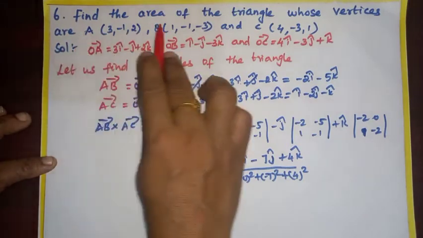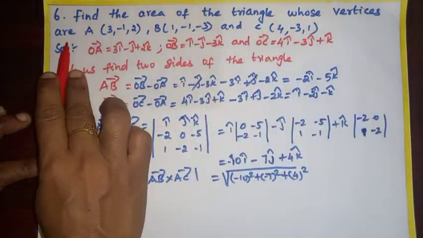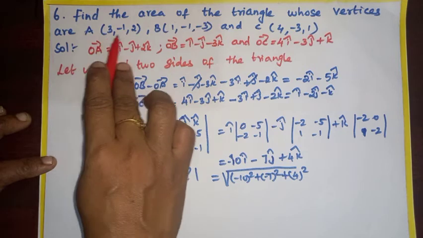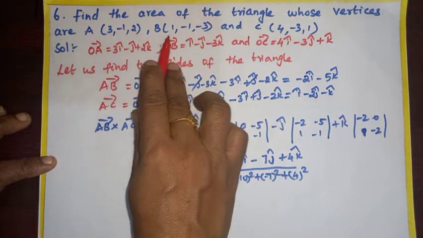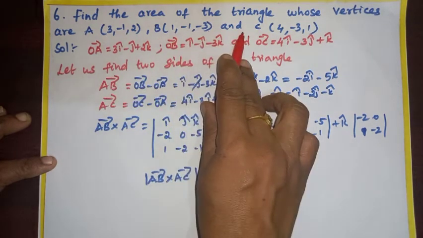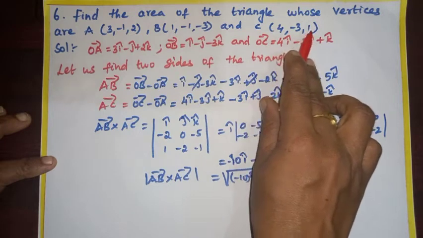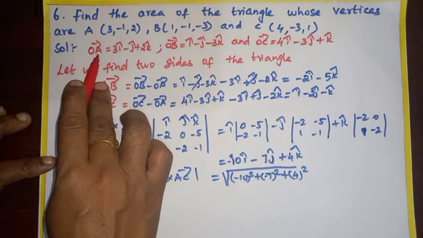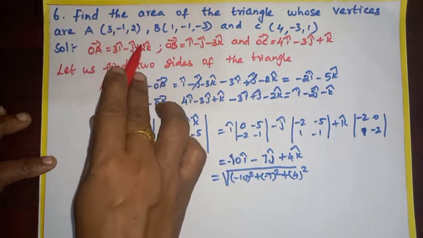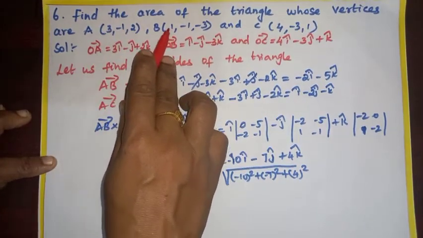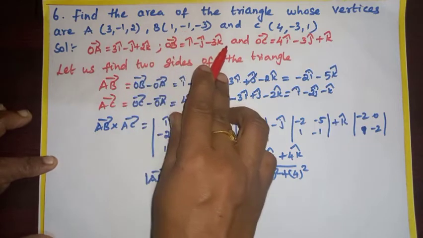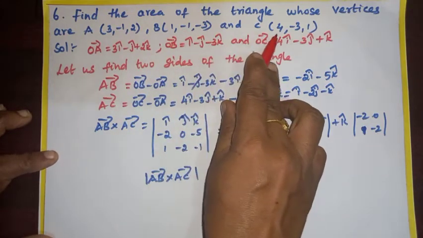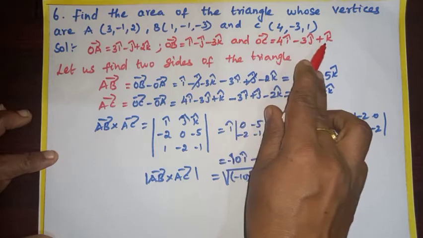Sum number 6. Find the area of the triangle whose vertices are point A is (3, -1, 2), B is (1, -1, -3) and C is (4, -3, 1). First let us write the points as position vectors. OA vector equal to 3i minus j plus 2k, OB vector as i minus j minus 3k and OC vector as 4i minus 3j plus k.